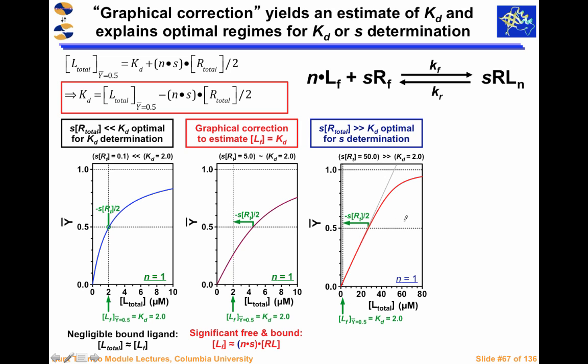All these experiments are working with the same receptor under the same experimental conditions. We can still do the graphical correction. It will always work, but in this case, the graphical correction is much, much larger.